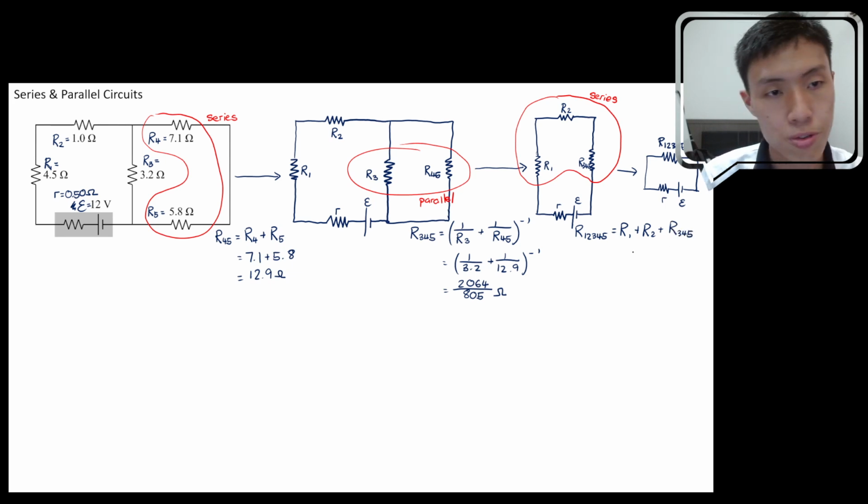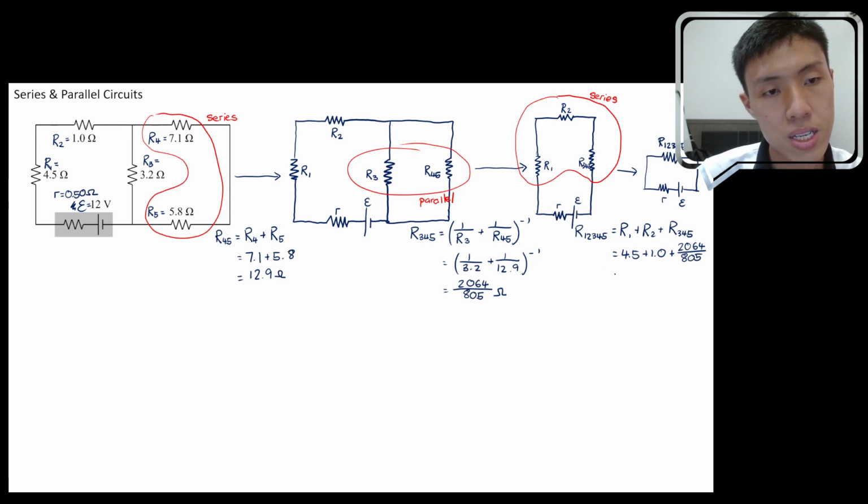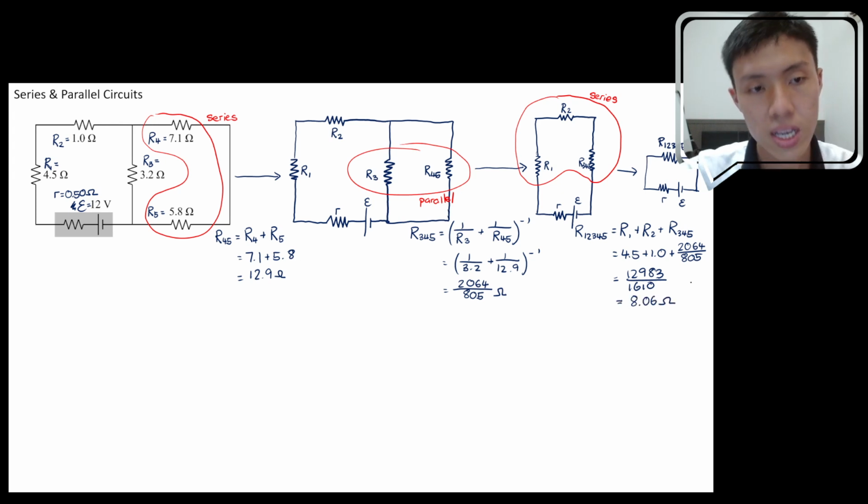So R1, the value will be 4.5, R2, the value will be 1.0, R345, the value will be 2064 divided by 805. So if you sum these values up, I believe you'll get an answer of 12983 over 1610, or if you choose to make it into decimal, it will be 8.06. Okay, so this is us combining R1, R2, and R345 together. Okay, so this process here we call it as combine, in which we combine step by step the resistance in order to obtain an effective resistance.